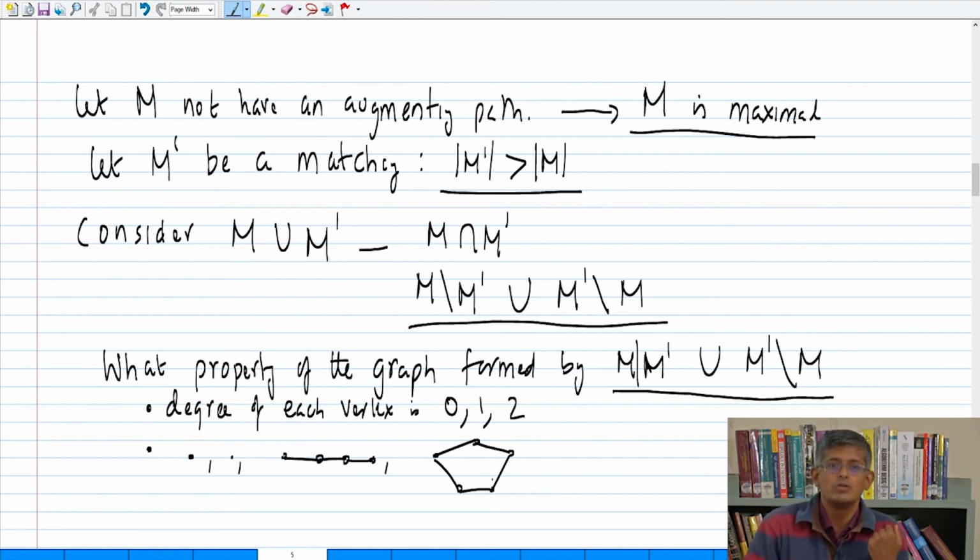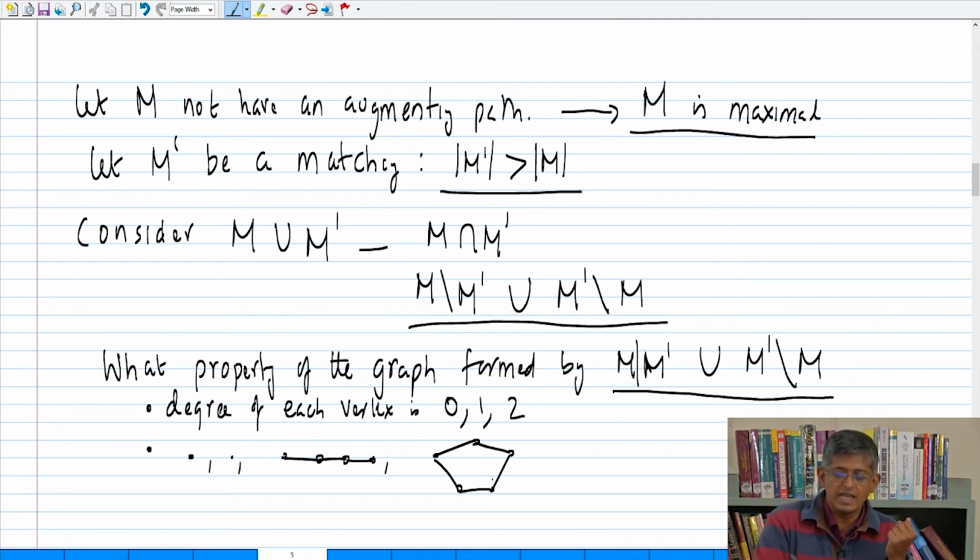Otherwise the degree would be more than 2. Fine. So, it cannot be a non-trivial tree. I mean, it can only be a path. It cannot be any other tree, because then that would mean a degree of at least 3, but because you are taking the union of 2 matchings. Okay. Now, let us focus.